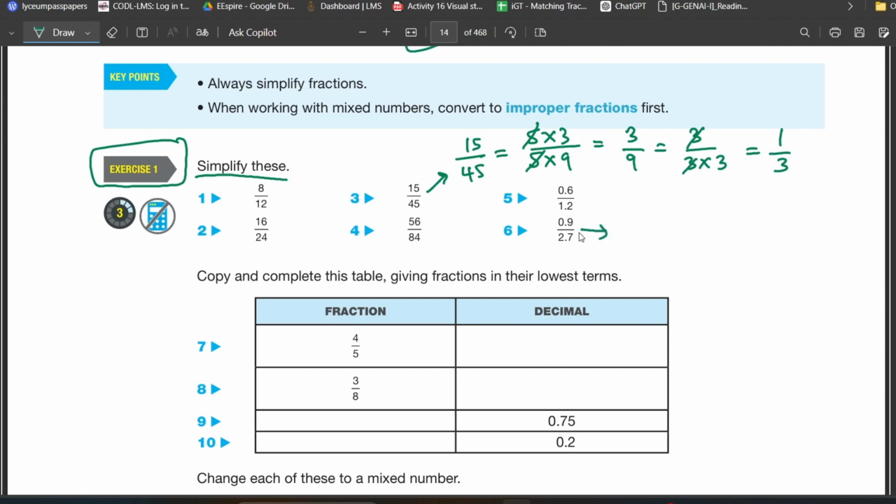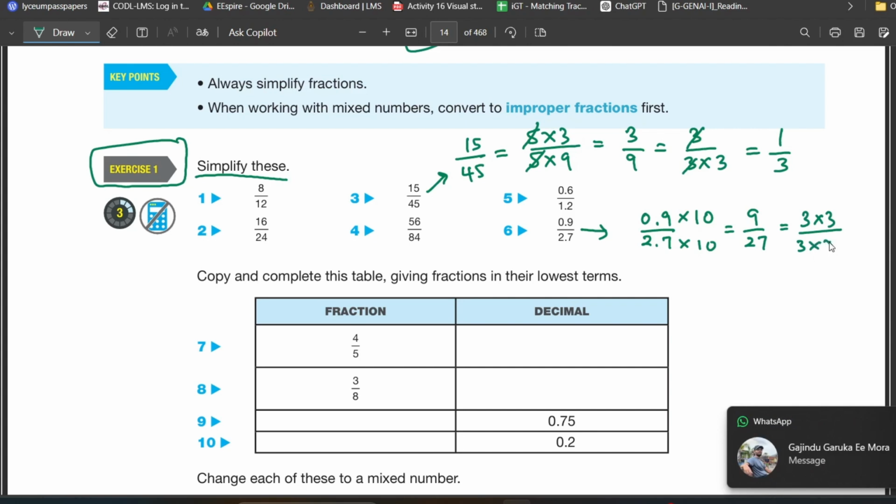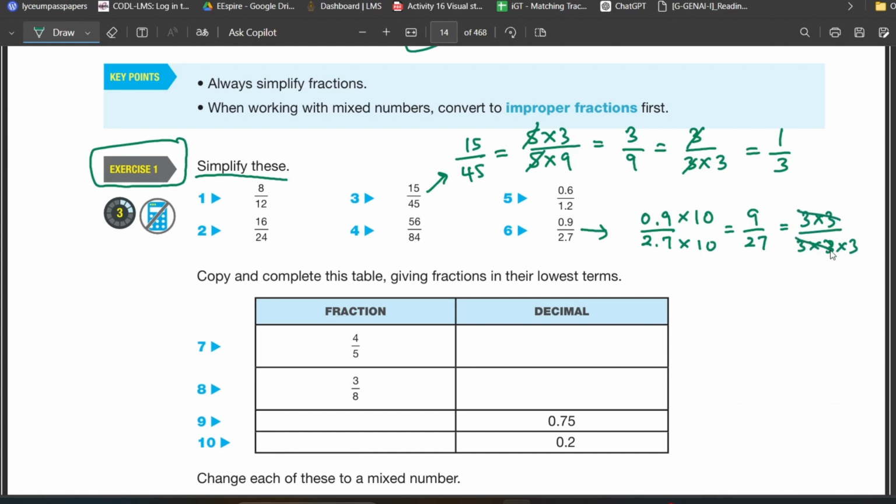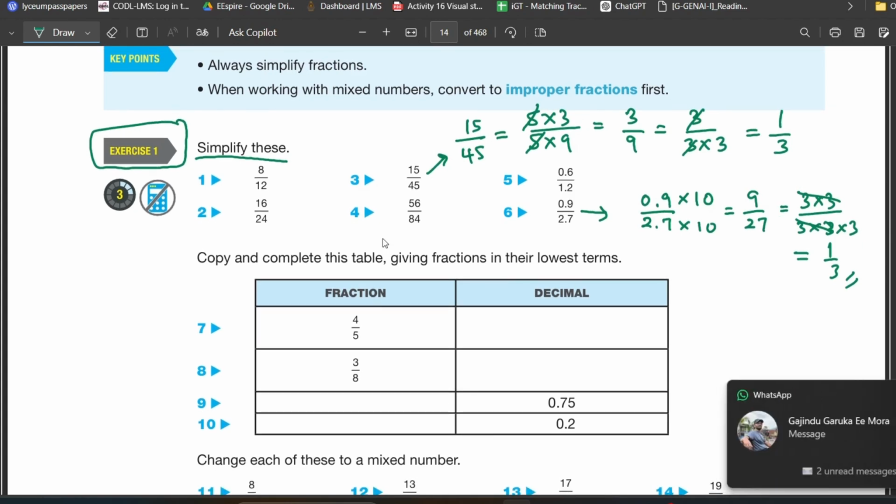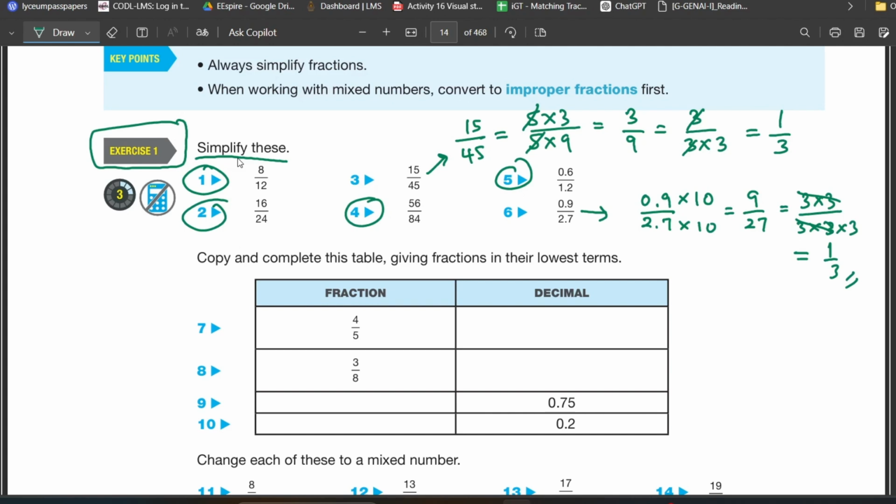And this one, we can write 0.9 over 2.7. We can multiply both the numerator and denominator by 10. Then we get 9 over 27. You know that 3 times 3, 3 times 3, and these two cancel out, we get 1 over 3. So that's how you can simplify. Try those other questions yourself and you can check the answer with the calculator.